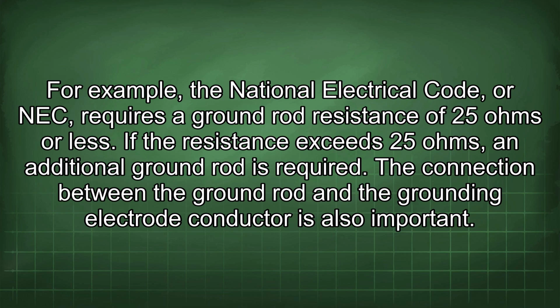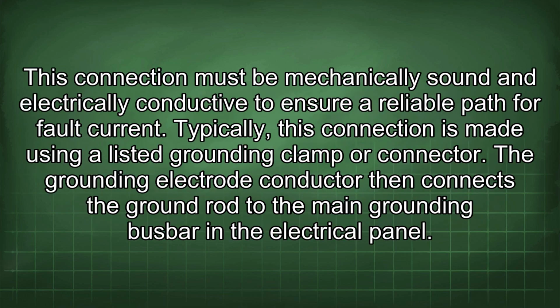The connection between the ground rod and the grounding electrode conductor is also important. This connection must be mechanically sound and electrically conductive to ensure a reliable path for fault current. Typically, this connection is made using a listed grounding clamp or connector. The grounding electrode conductor then connects the ground rod to the main grounding busbar in the electrical panel.